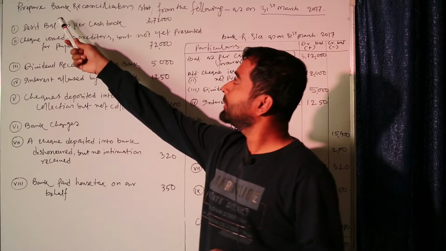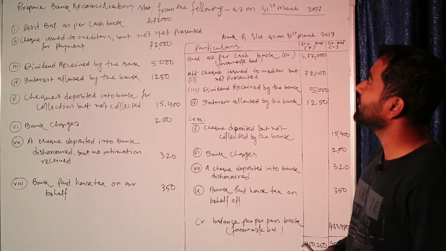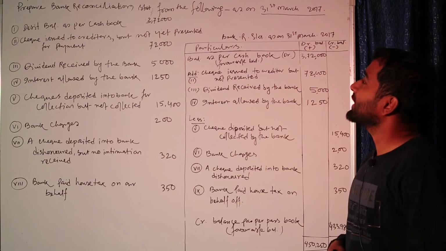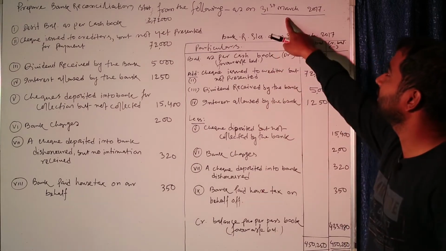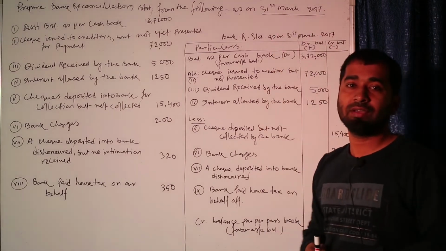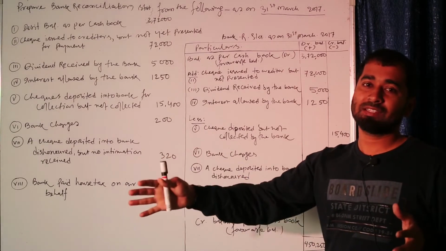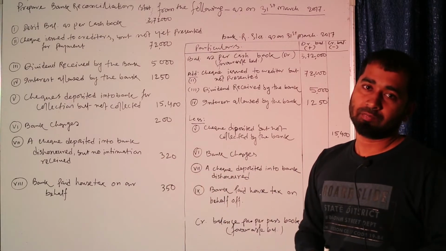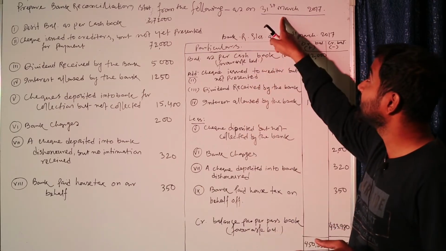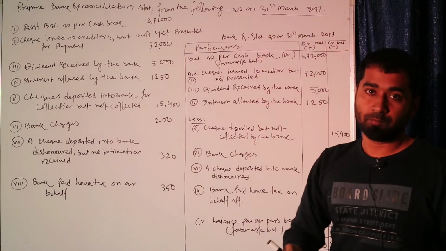Prepare bank reconciliation statement from the following as on 31st March 2017. The date is very important. As per this date only we are finding whether the transactions have been written in both accounts, that is passbook or cash book, or not. If anything has not been done as per this date, that we should do.